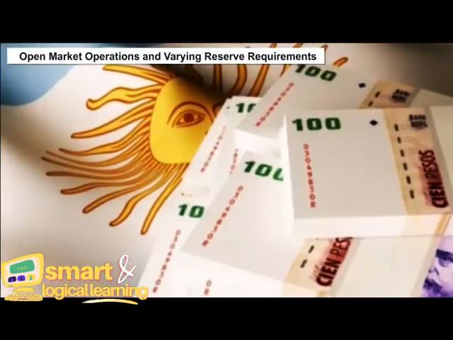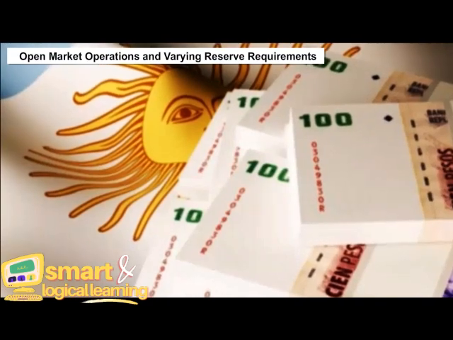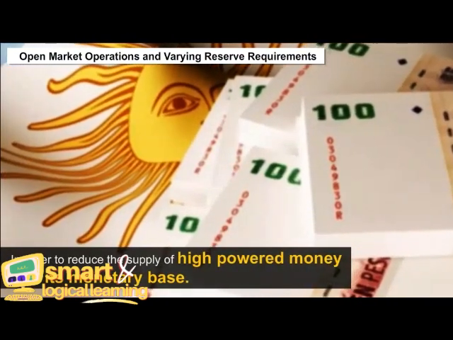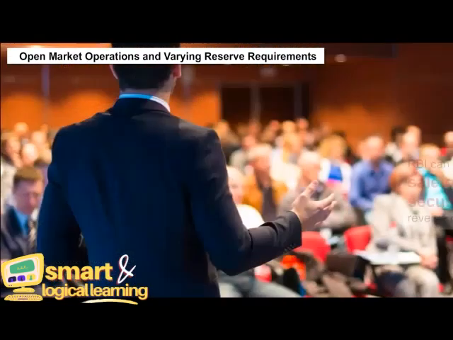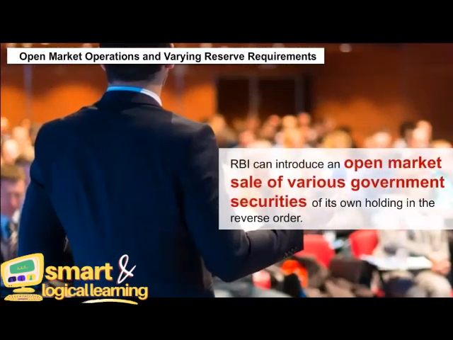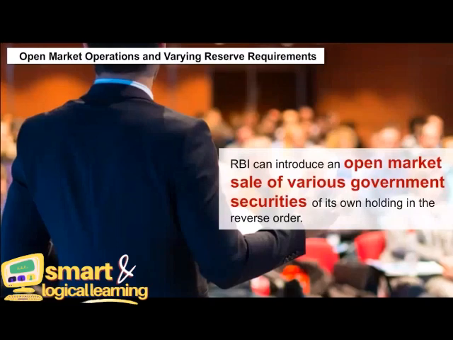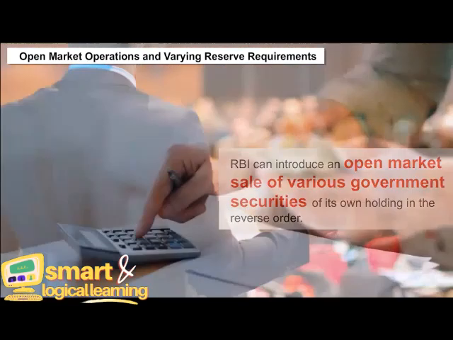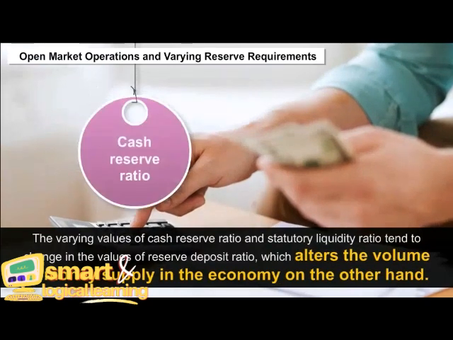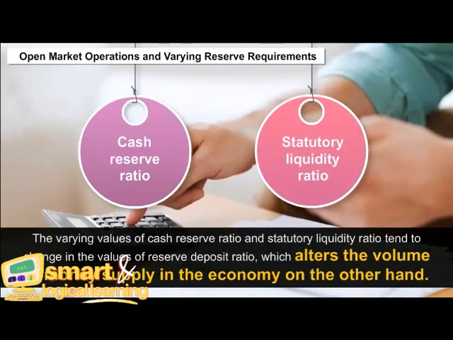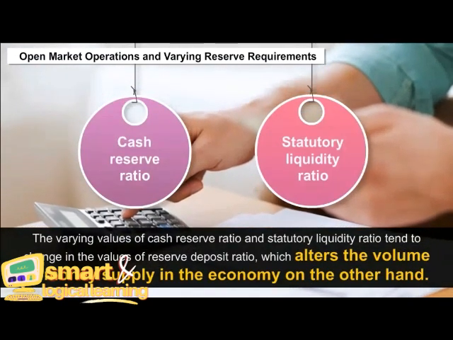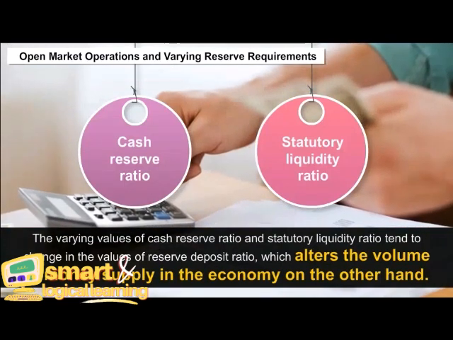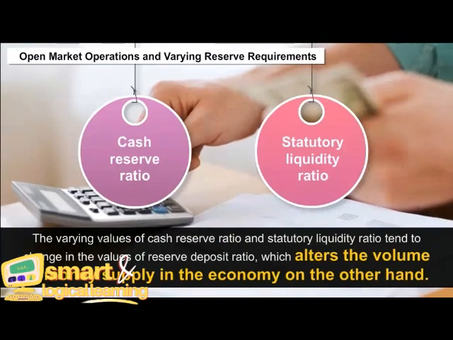Open market operations and varying reserve requirements. In order to reduce the supply of high-powered money and its monetary base, RBI can introduce an open market sale of various government securities of its own holding in the reverse order. The varying values of cash reserve ratio and statutory liquidity ratio change the values of reserve deposit ratio, which alters the volume of money supply in the economy.